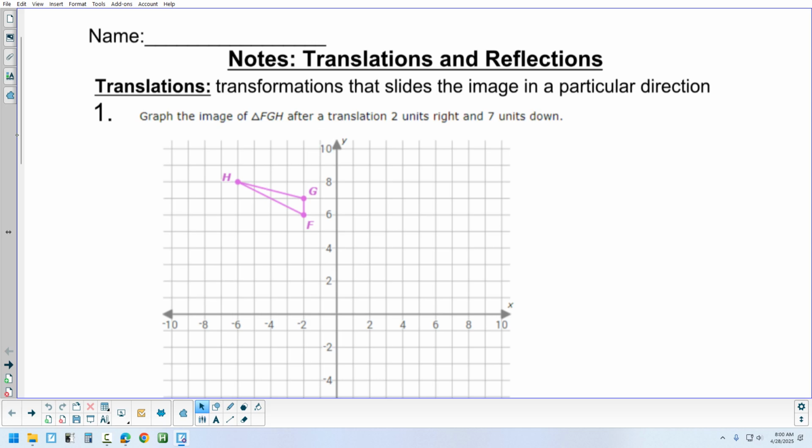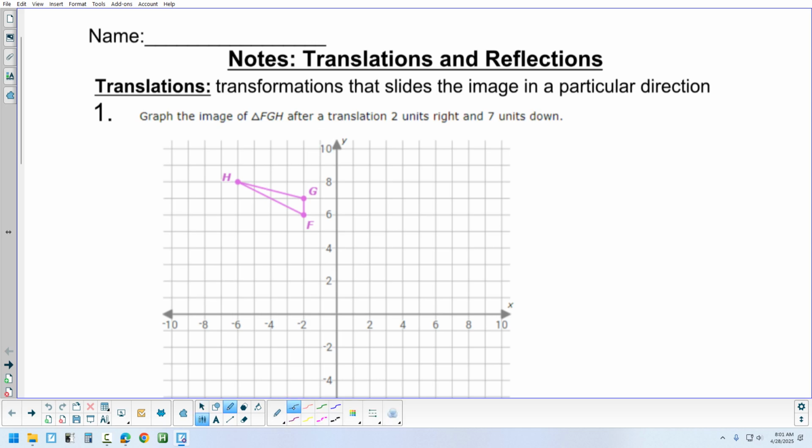Very simple way to describe a translation is you just take a picture and you just slide it somewhere else. You don't make it bigger or smaller. You don't flip it. You don't rotate it. You literally just take it and slide it somewhere else. So it says to graph the image of this triangle after you translate it 2 units right and 7 units down. So all we have to do is pretty much take each point one at a time and move them 7 units right and 2 units down.